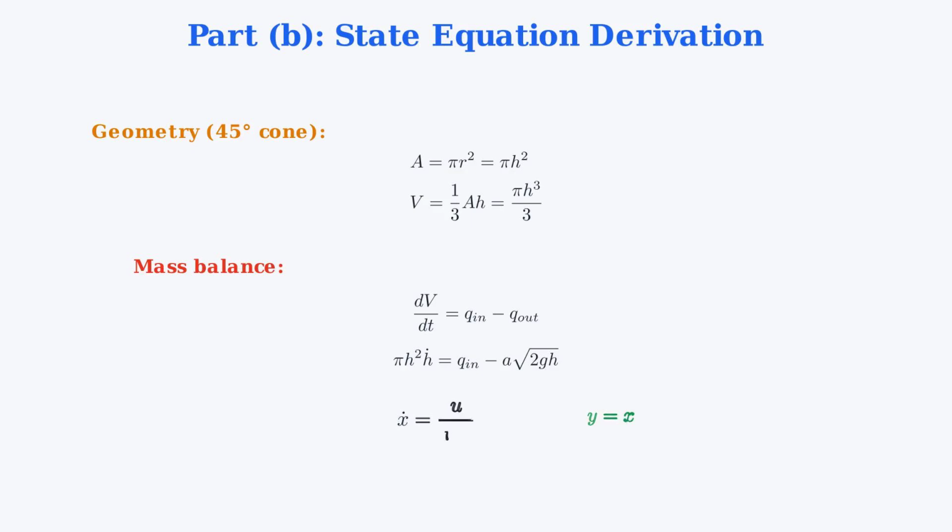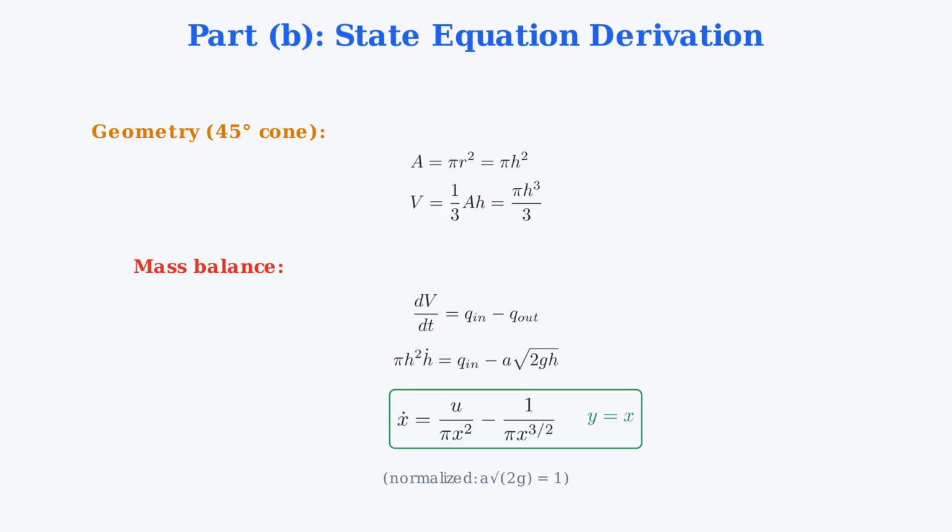Now apply mass balance. The rate of change of volume equals inflow minus outflow. dV/dt equals Q in minus Q out. Taking the derivative of V, dV/dt equals pi h squared times h dot. So pi h squared times h dot equals Q in minus A times the square root of 2gh.